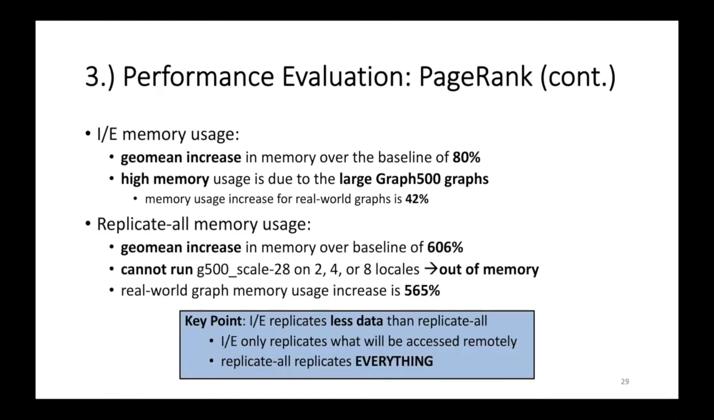But then if we look at replicate all, it's a different story. Since we're replicating the entire graph essentially on every locale, the increase in memory is 600%. And we can't even run the scale 28 Graph 500 graph on anything less than 16 locales because we run out of memory. And recall, we have 0.5 terabyte of memory per node. So replicate all is just not a scalable solution in those cases. So the key point here is we are replicating less data with the inspector-executor because we do this runtime analysis to find out exactly what we need rather than replicating everything.